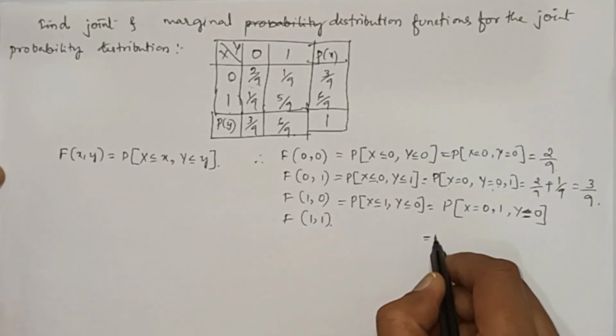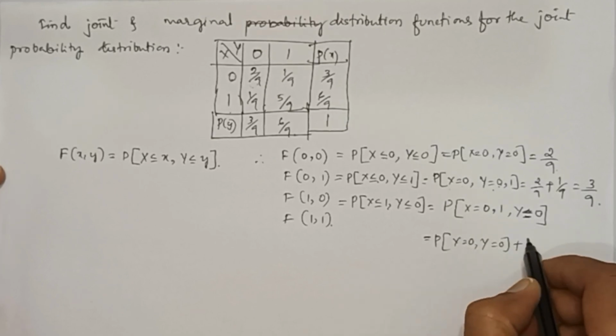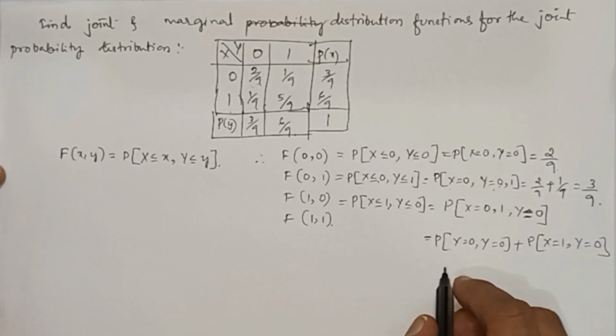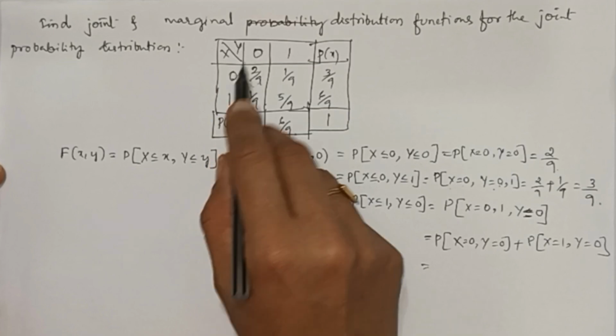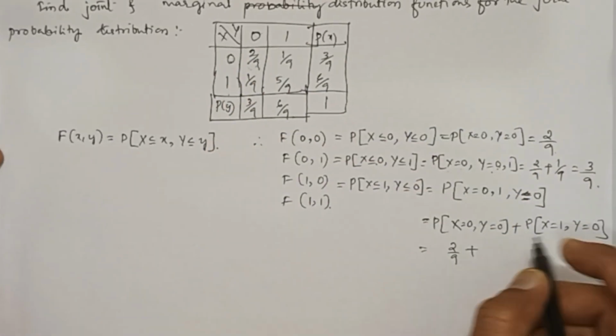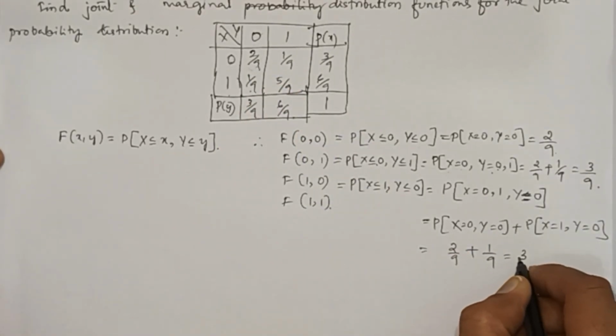Now P of X equal to 0 comma Y equal to 0 plus, add all the probabilities: X equal to 1, Y equal to 0. So X is 0, Y is 0, which is 2 by 9, plus X is 1, Y is 0, which is 1 by 9. This is also 3 by 9.